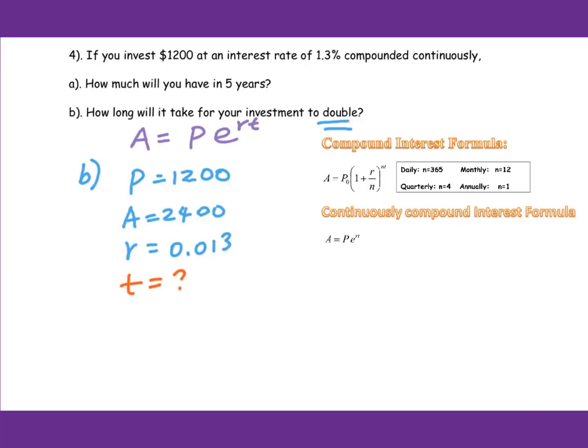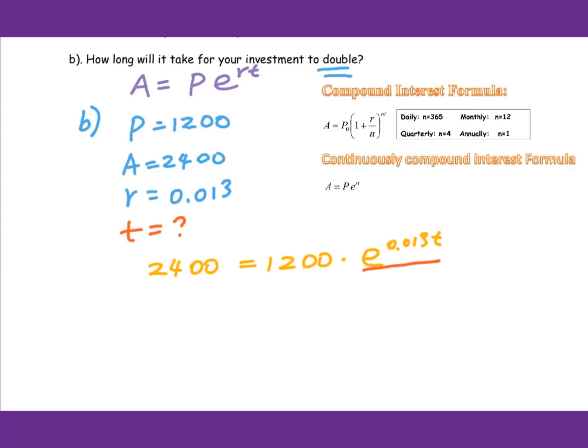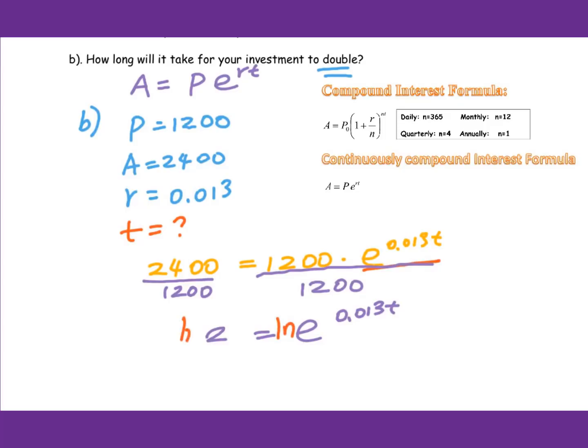So we plug in the formula, we got 2,400 equals 1,200 times e^(0.013t). This is an exponential equation. So isolate the exponential form first. Therefore, we divide by 1,200 on both sides. You will get 2 equals e^(0.013t). Then take the natural log on both sides.